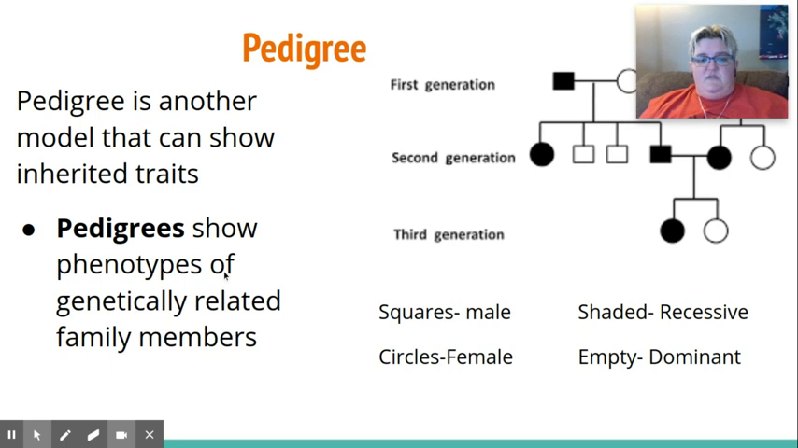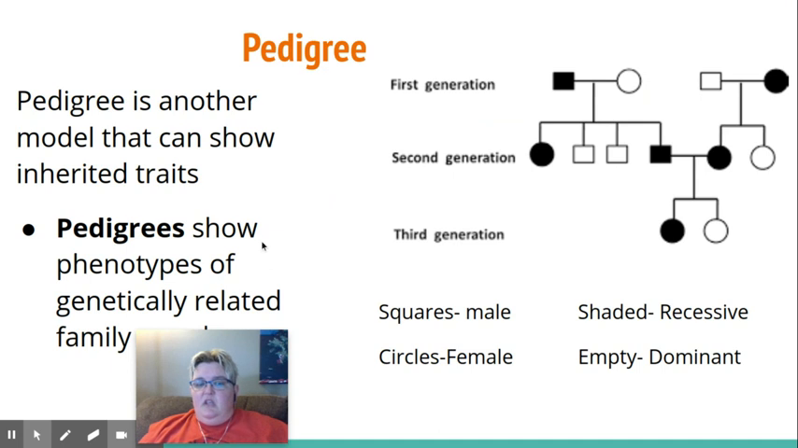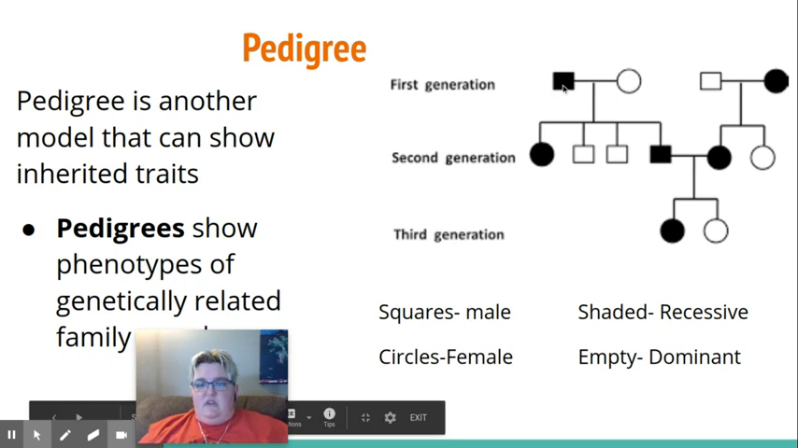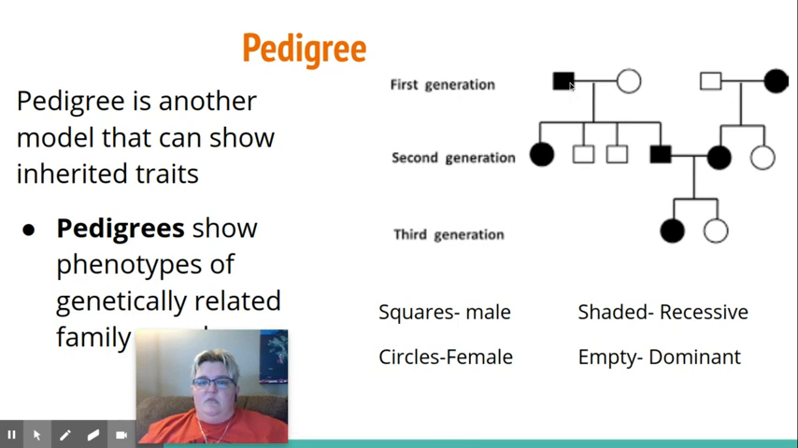They show the phenotypes of genetically related family members, so basically over a longer period. Here you can see in the first generation, the squares are male and the circles are female. So you've got male, female, male, female, and then the shaded ones are the recessive trait, and the empty, or white, ones are the dominant trait. When these come together, these are the children that are created.